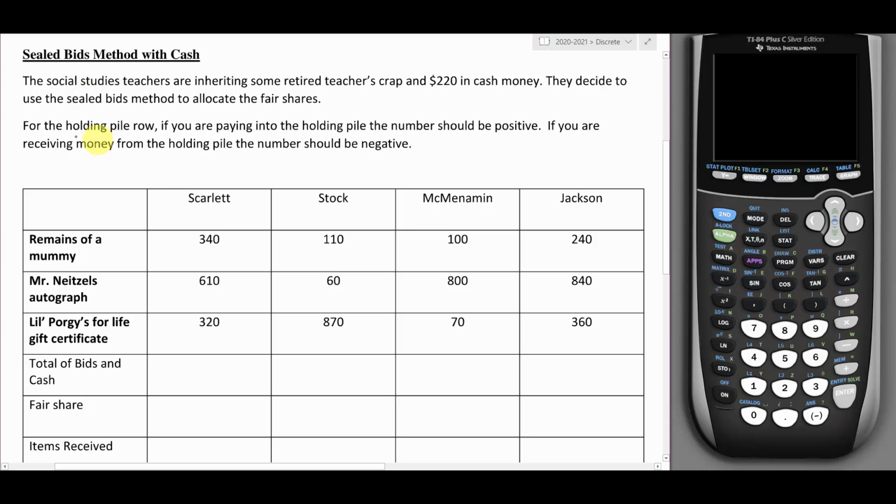All right, now on the quiz, I told you guys for the holding pile row, when you get there, if you are going to pay into the holding pile, the number that you enter should be positive, indicating a positive amount going into the pile. If you are getting money from the holding pile, it should be negative, indicating that the pile is losing money. Okay, so let's give this a try here.